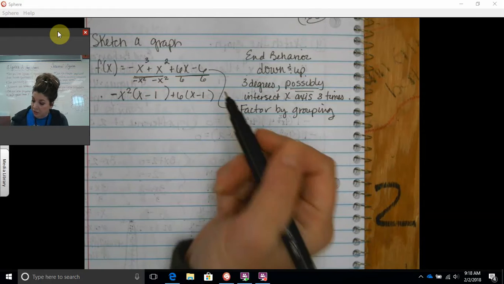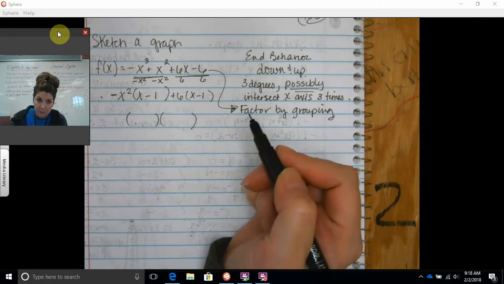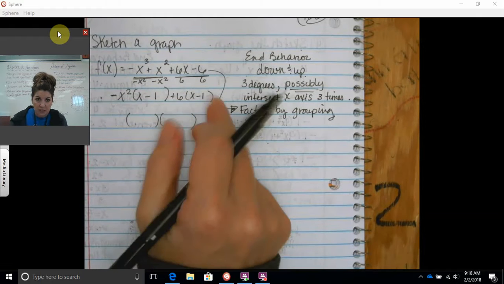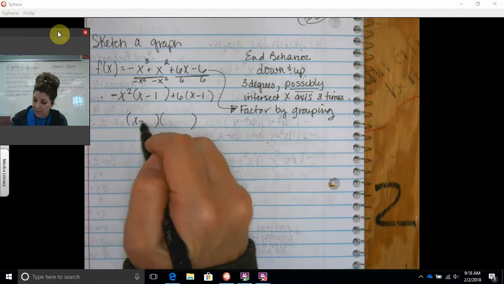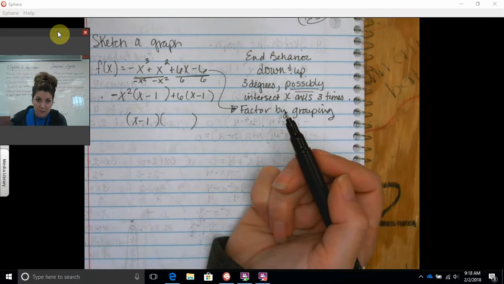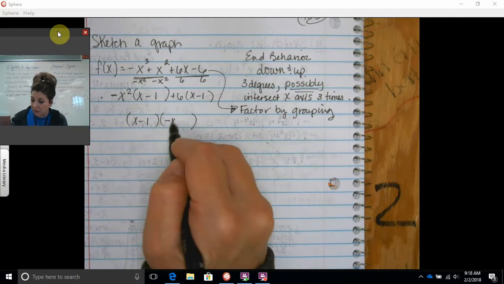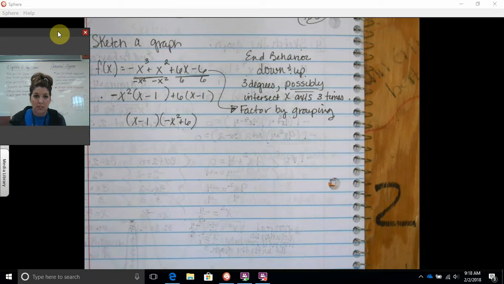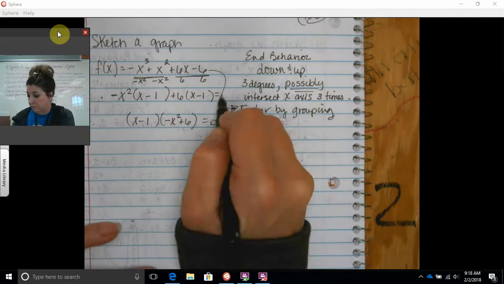So what you do when you get to this point, make 2 sets of parentheses. You've got 2 terms here. They have a common factor of x minus 1. So we're going to factor out an x minus 1. What's left on the outside? We'll group it together. Okay? This is set equal to 0.